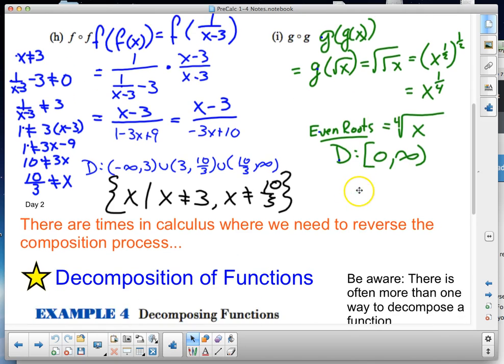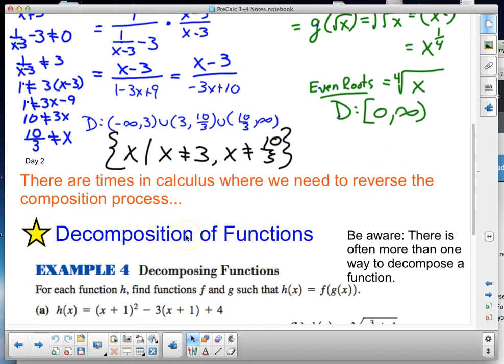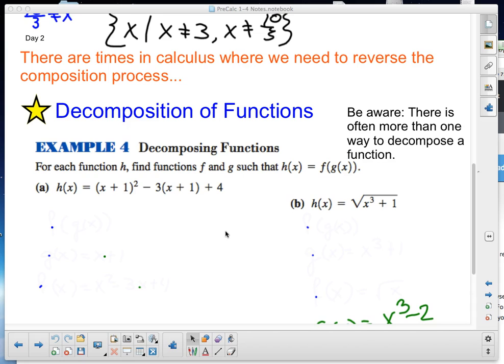Now, there are times in calculus where we need to reverse the composition process. So this is the decomposition of functions. Now, you got to be aware, there is often more than one way to decompose a function. So decomposing functions. For each function h, find functions f and g such that h of x is equal to f of g of x. Now, keep in mind, make it the easiest you can.